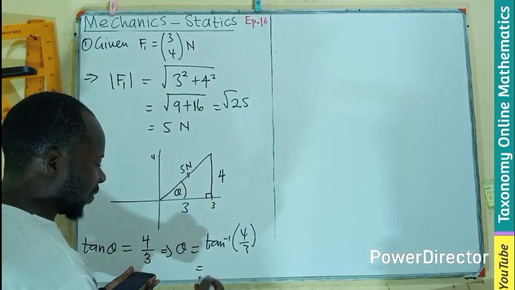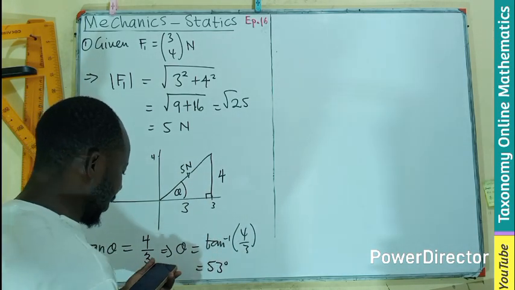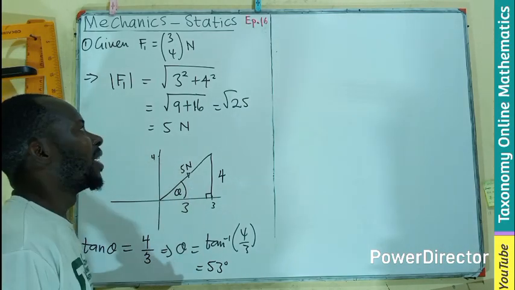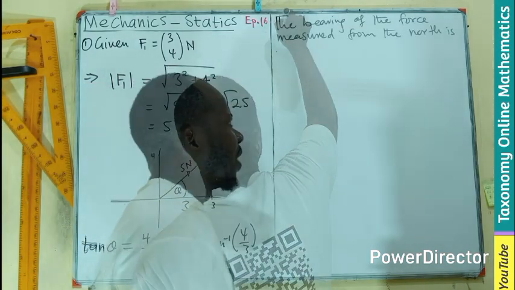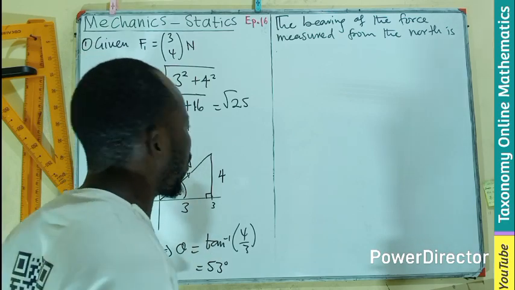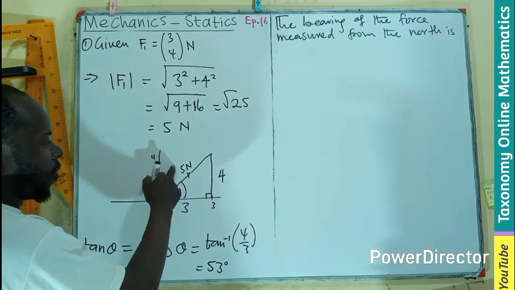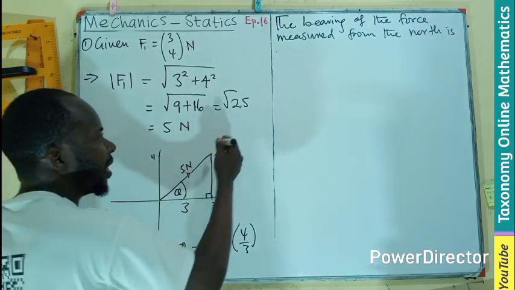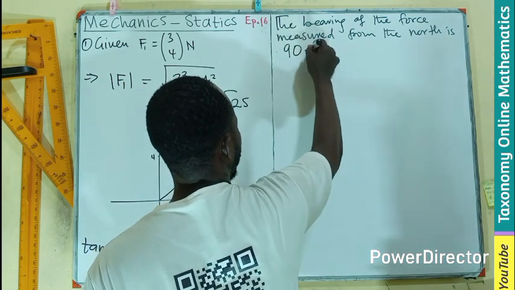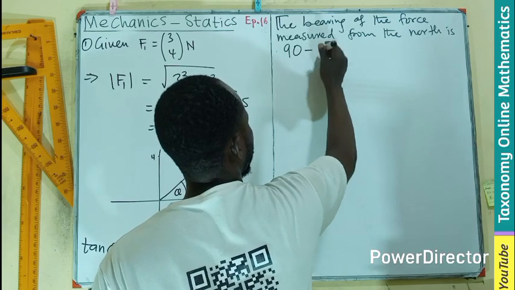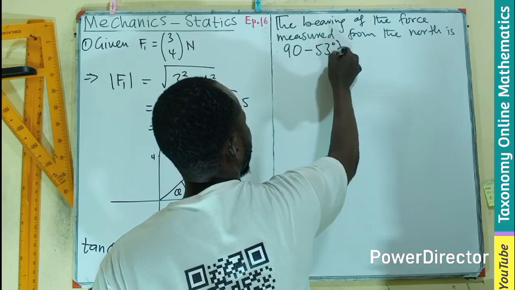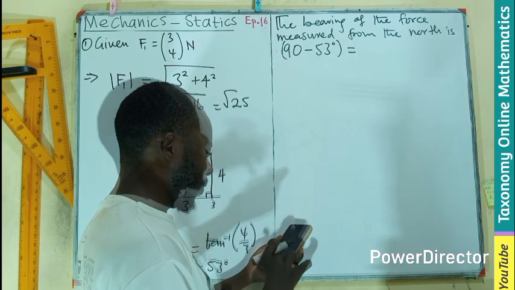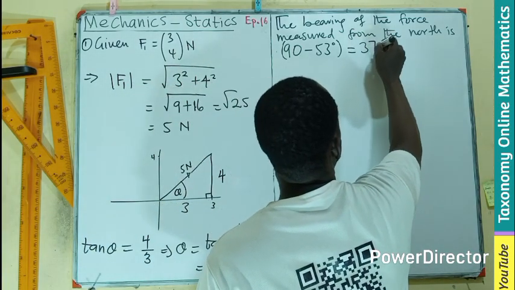So that will be giving us 53 approximately as a whole number. But remember, in the first quadrant, the bearing of the force measured from the north is from here all the way to this place, not up to 90. Therefore, that makes it 90 minus what? 53 degrees, and that will give us what? Let's check that on our calculator. That will be giving you 37 what?